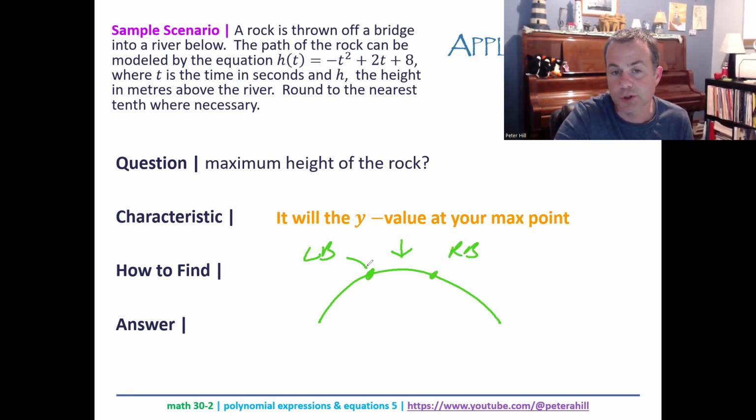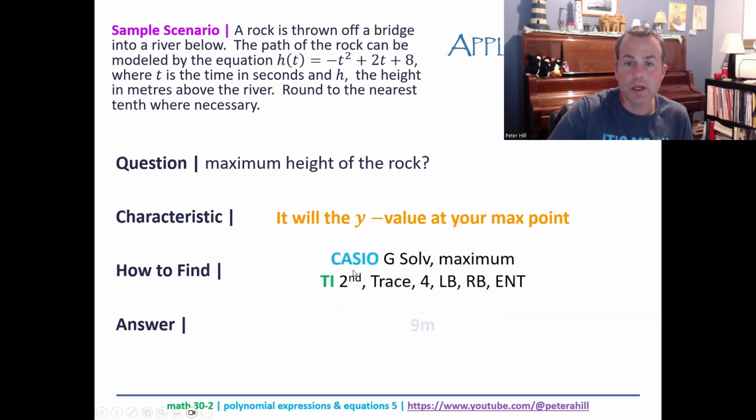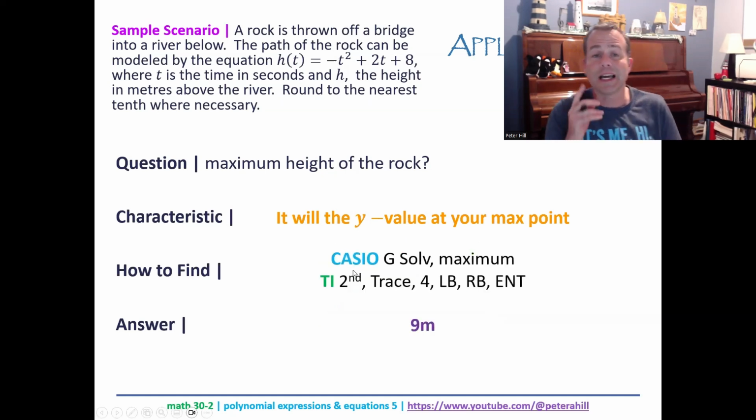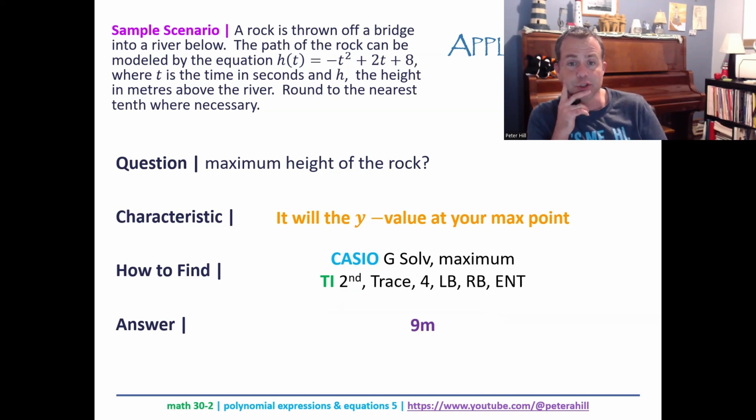So you just have to put your cursor so that you're left of the hump, hit enter, then it will ask you to go right bound. You put your cursor so that you're right of the hump, hit enter, and then it'll ask you one more time if you want to guess, and you just hit enter through that, and then it will give you the correct answer after that. Okay, so in this particular example, it should be 9 meters. So you should get a y value there of 9 meters.